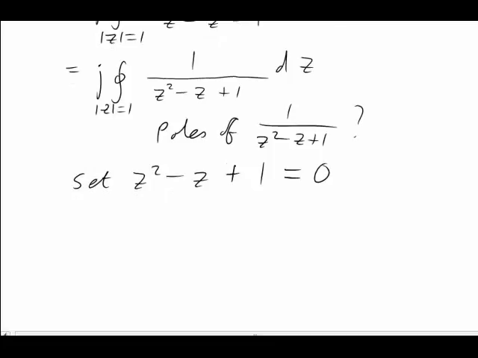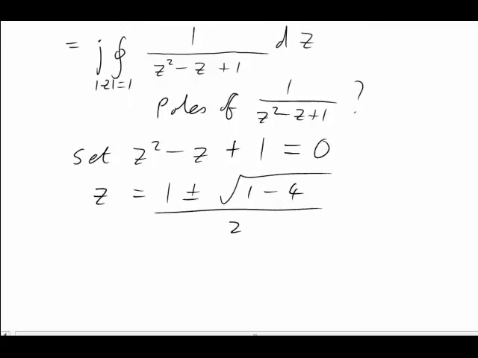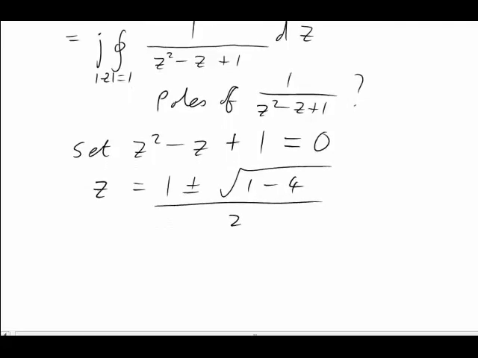I'll head straight for the quadratic formula. z equals 1 plus or minus root 1 minus 4 over 2. That looks a bit different, doesn't it? We're getting fully complex poles. That's a half plus or minus root negative 3 over 2. So a half plus or minus root 3 over 2 j.